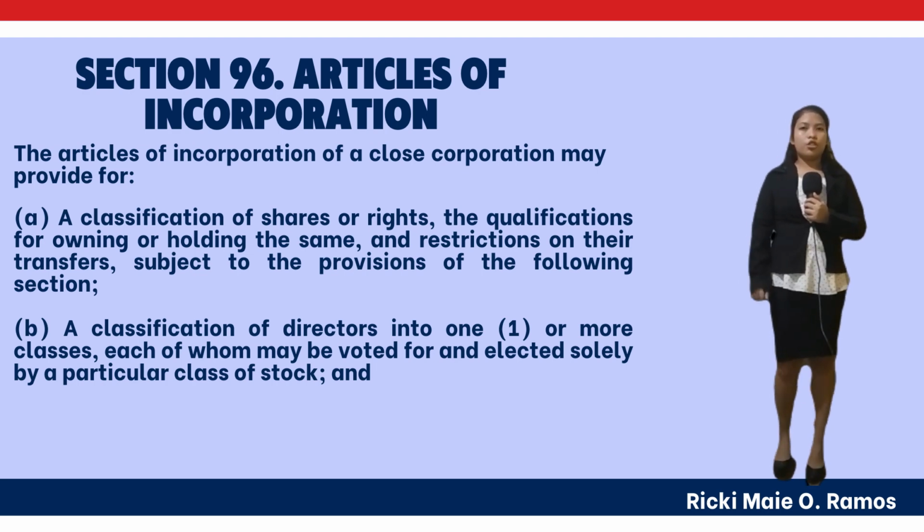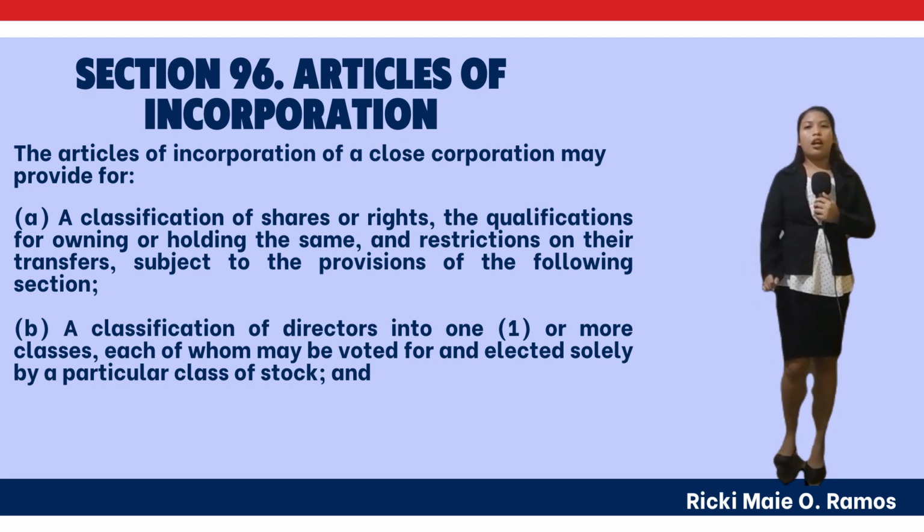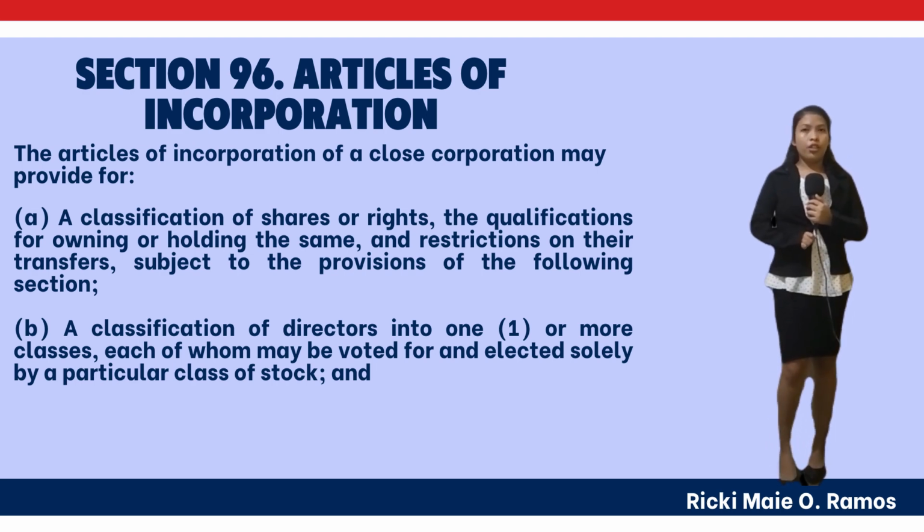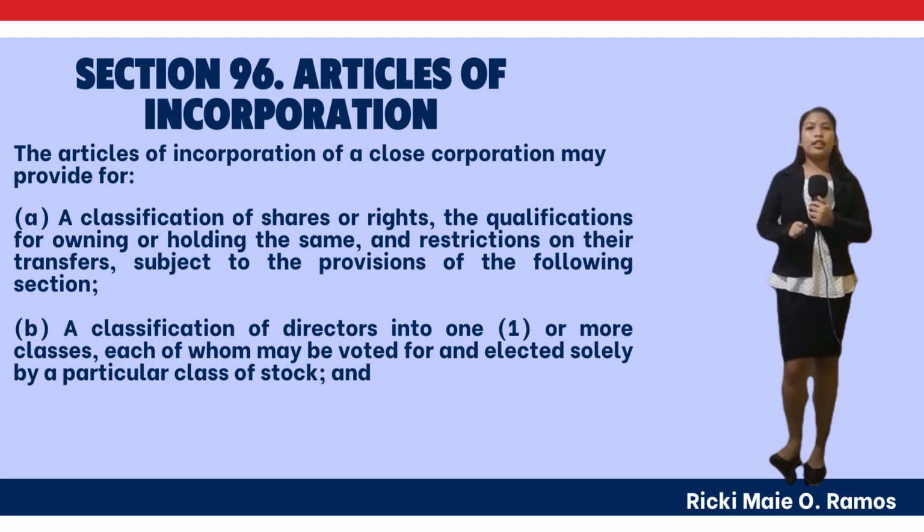Stated here in Section 96 is the articles of incorporation of a closed corporation. First is a classification of shares or rights, the qualifications for owning or holding the same, and restrictions on their transfers, subject to the provisions of the following section. Second is a classification of directors into one or more classes, each of whom may be voted for and elected solely by a particular class of stock.